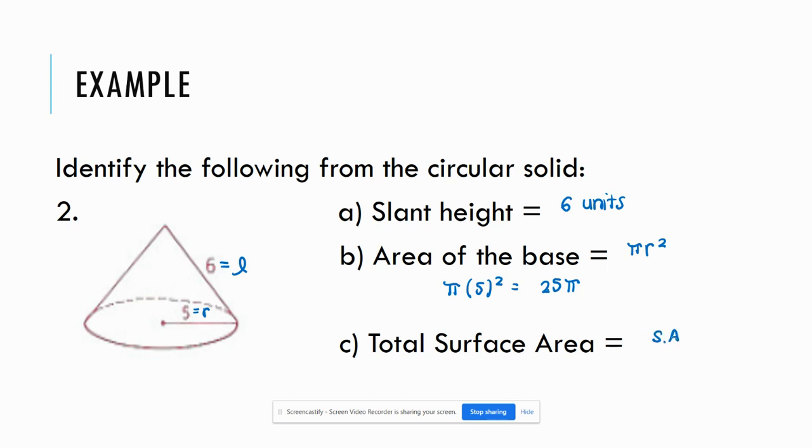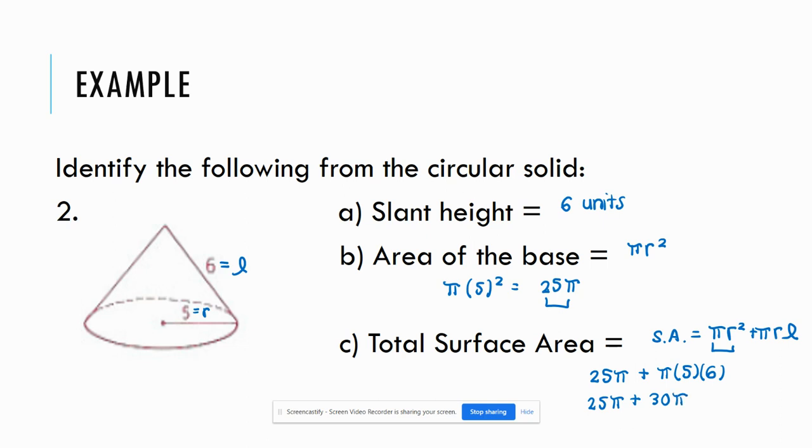Remember, our total surface area formula is going to be pi times the radius squared plus pi times the radius times the slant height. Notice that the first half of that we just calculated in part B. So the first half is 25 pi plus pi times my radius. Well, my radius was 5, and then times my slant height. My slant height is 6. Notice that 5 times 6 is 30, and there's still pi with it.